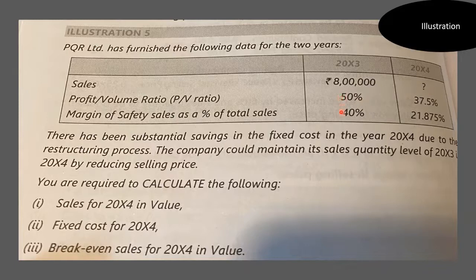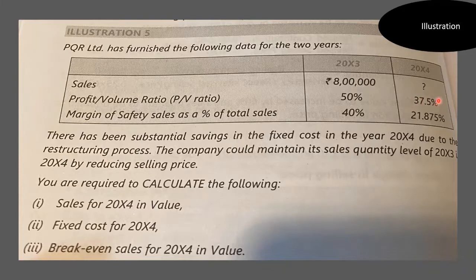Think about it. Margin of safety is given. That is 40%. That means margin of safety is what? Sales after the break-even point, right? Sales minus break-even point is equal to margin of safety, which means 40% of 8 lakhs is equal to margin of safety, right? 40% of 8 lakhs is 3,20,000. If 3,20,000 is margin of safety, how much is your break-even point here? 8 lakh minus 3,20,000. Simple, right? How easy it is. So we can find the break-even point here also.